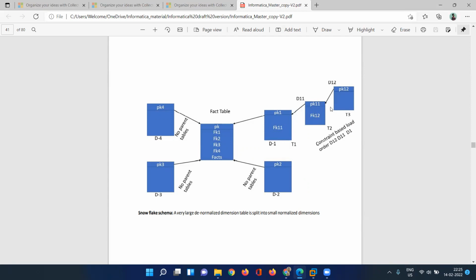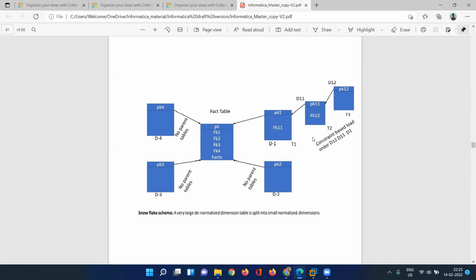To load the data from multiple dimensions to your fact table, it will take more time. Whereas in your star schema, there is no constraint-based ordering mechanism; one dimension doesn't have any parent dimension. We only load data directly from the dimension to the fact table, whereas in a snowflake schema, we are loading data in a parent-child relationship.